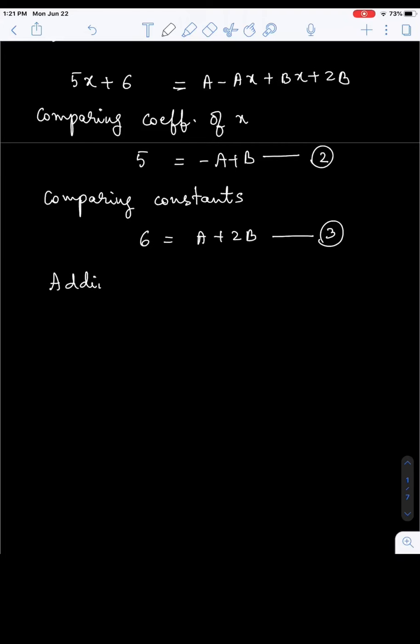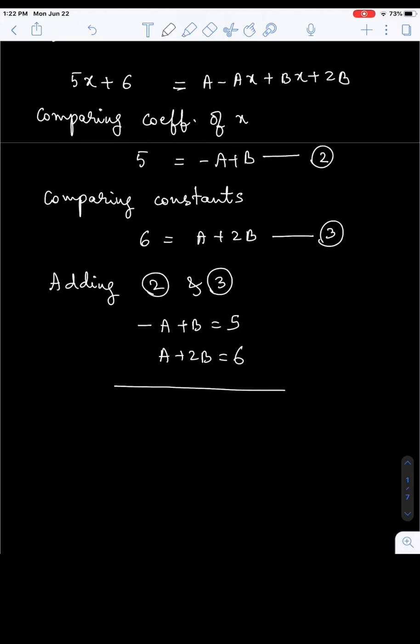Now adding equations 2 and 3 here. Add those. That is, write once. What is equation 2? Minus a plus b is equal to 5. What is equation 3? a plus 2b is equal to 6. I have taken these equations here. Minus a plus b is 5. a plus 2b is 6.